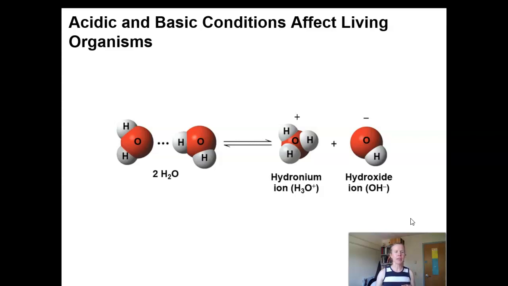So in this equation, what we see, right, we have two water molecules, two H2Os. But spontaneously, this just kind of randomly happens as water molecules are bumping into each other. Sometimes a hydrogen from one will actually shift onto another water molecule. So now we have hydronium, which you see as H3O+. But a lot of times, honestly, we'll just refer to it as H+. And then we have hydroxide, or OH-.